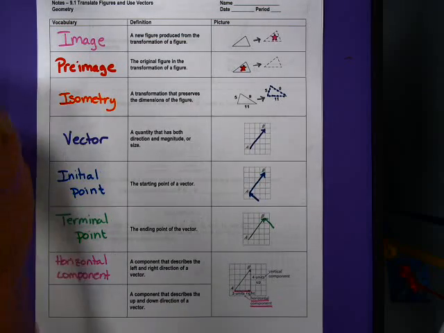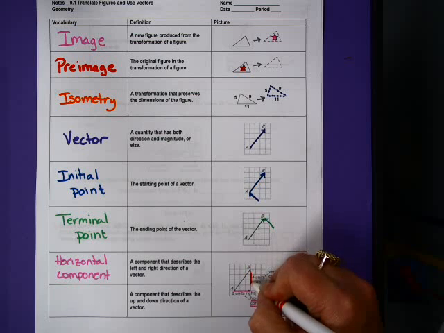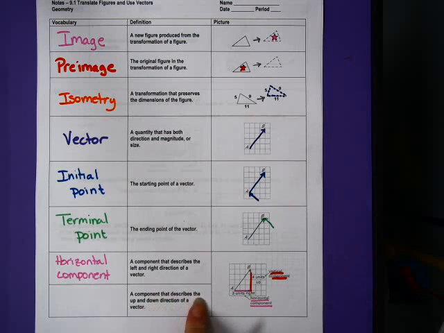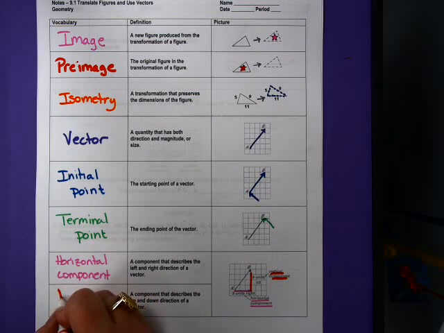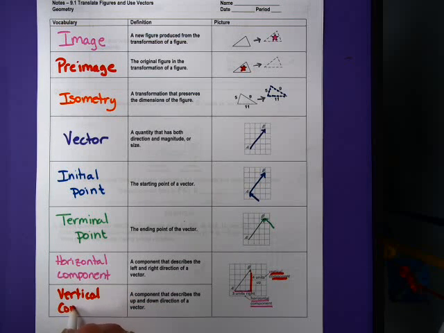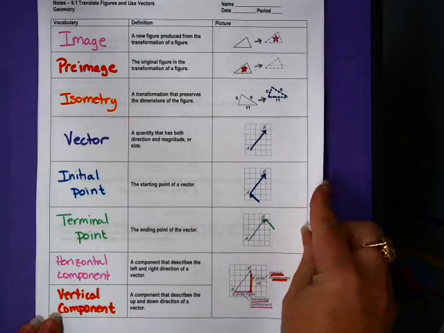Because horizontal moves left to right. Okay, next, we're talking about this here, and that's going to be the vertical component, a component that describes the up and down direction of a vector. That's going to be the vertical component. Okay, so that's page 1.